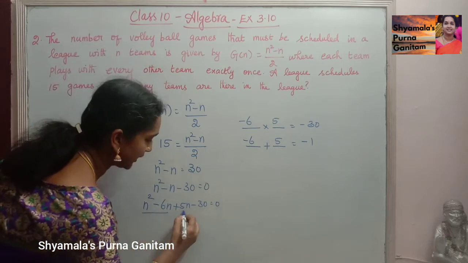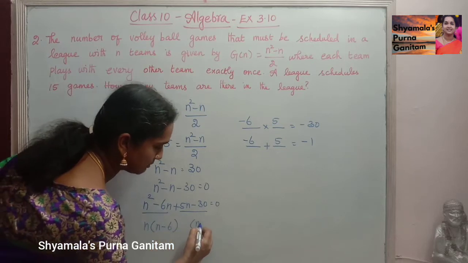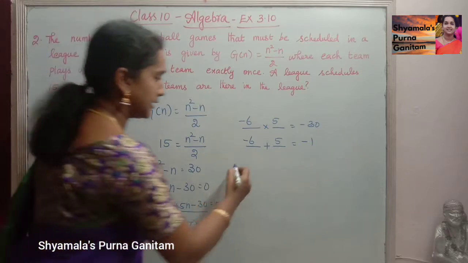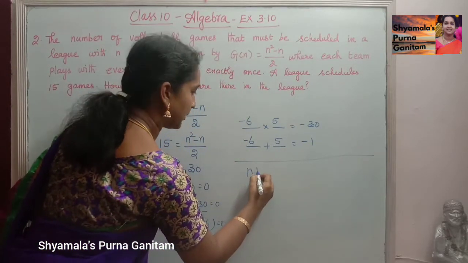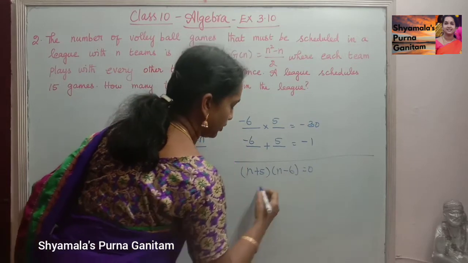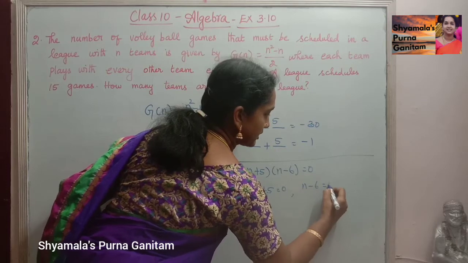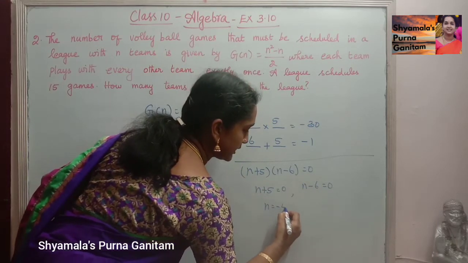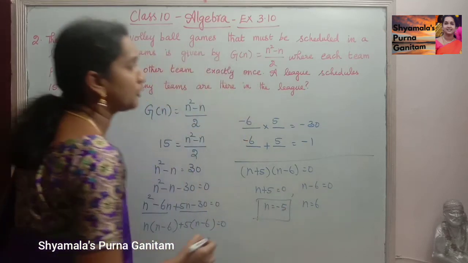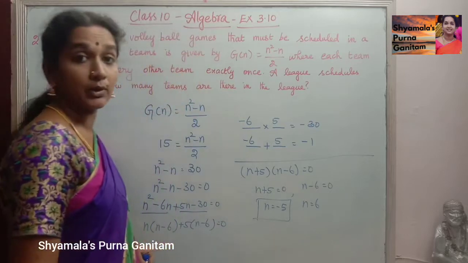When we simplify this, we take n common from the first two terms: n into (n minus 6), plus 5 into (n minus 6) is equal to 0. So we get (n plus 5) and (n minus 6) is equal to 0. So n plus 5 is equal to 0 and n minus 6 is equal to 0. So n is minus 5, n is equal to 6. A negative number of teams cannot be there, so n is equal to 6.